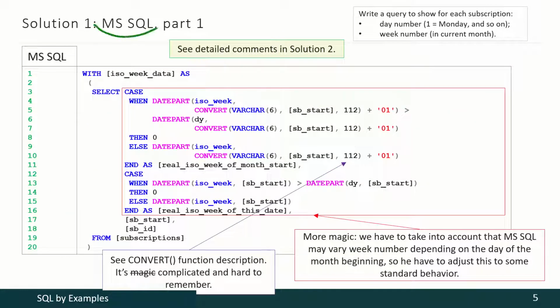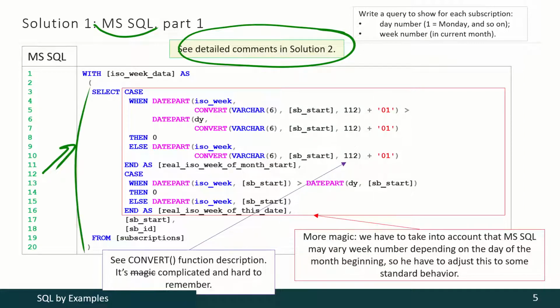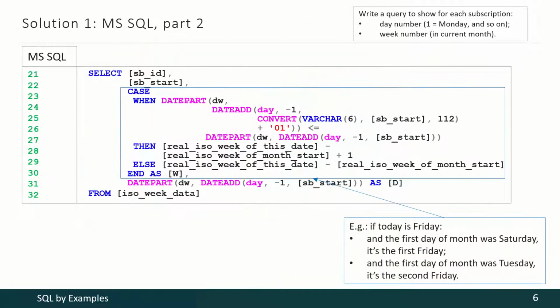With Microsoft SQL Server, the general idea is the same, and once again we shall see some details in the second solution. Here in this solution, first we have to make some preparations, because Microsoft SQL Server, unlike MySQL, doesn't number weeks in ISO format. So we have to convert Microsoft SQL Server week numeration into ISO format. Once we've done that conversion, we may follow the same approach as in MySQL.